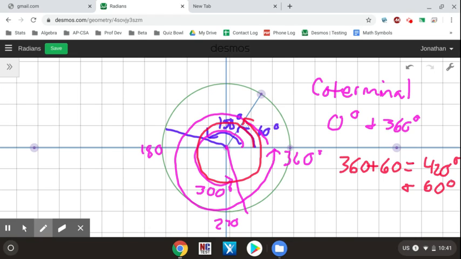So co meaning together with, terminal means to stop. You can think of a bus terminal, or even the movie The Terminator. That guy made a lot of things stop working. So that is coterminal angles.